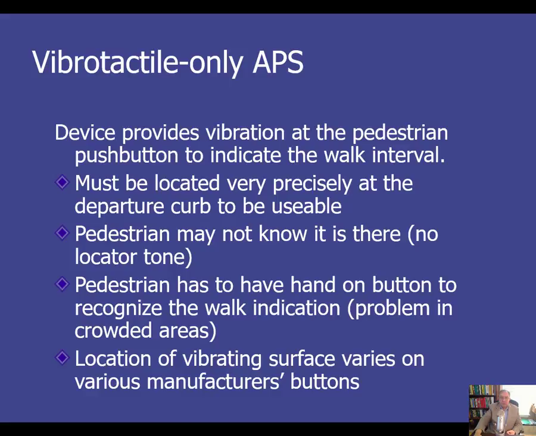Now, those that are vibrotactile only, they have to be located very precisely at the place where somebody's leaving the curb for them to be useful, because the person has to be there waiting for the signal to change and can't be far off and then have to get to the corner. And the person has to have their hand on the button to recognize that the light has changed. The actual location of the vibrating surface depends on the APS signal manufacturer.